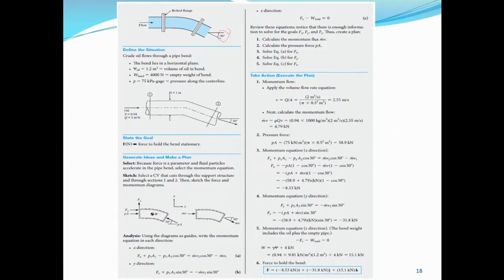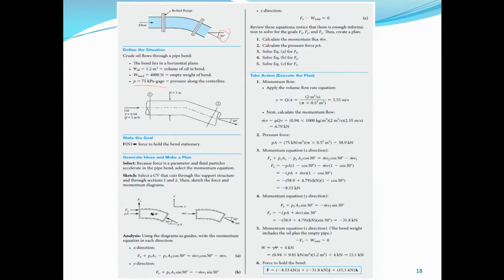So define the situation. Here we have crude oil. The bend lies in a horizontal plane, meaning the weight will be acting vertically down in the z direction. The weight of the crude oil and the weight of the pipe bend as well. We have the volume of the oil, we are given the empty weight of the bend, and we have the pressure along the center line, which is constant, 75 kilopascal gauge. So we have it redefined again.